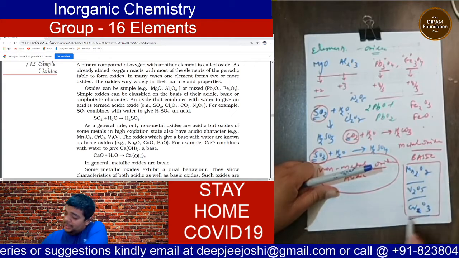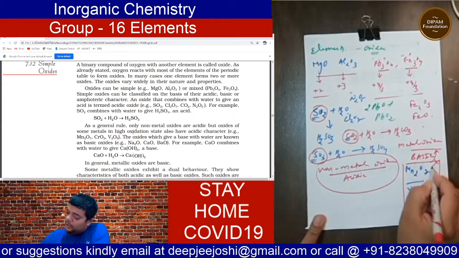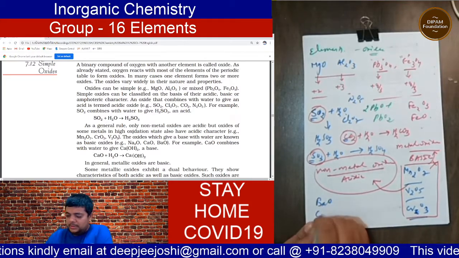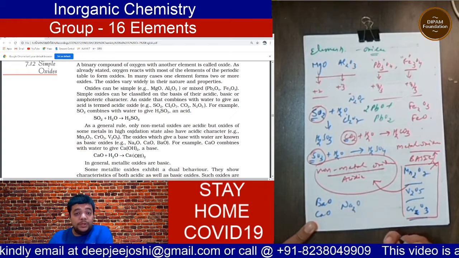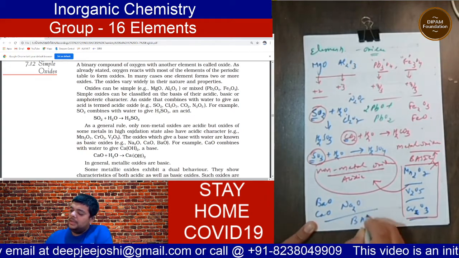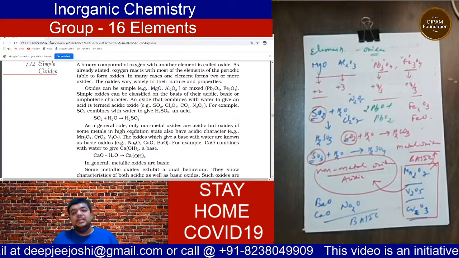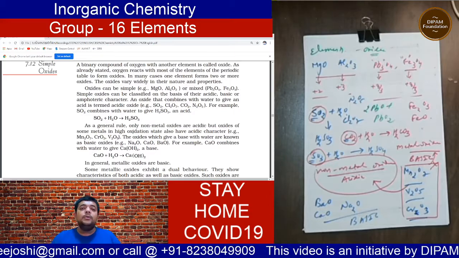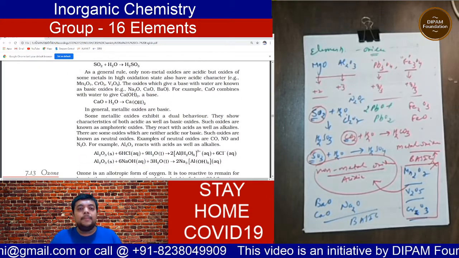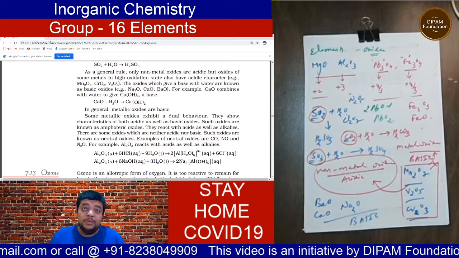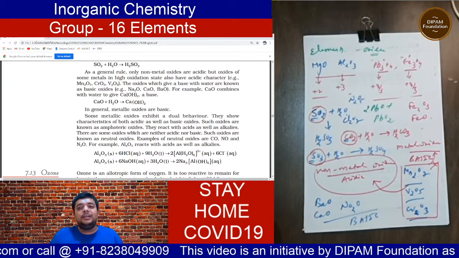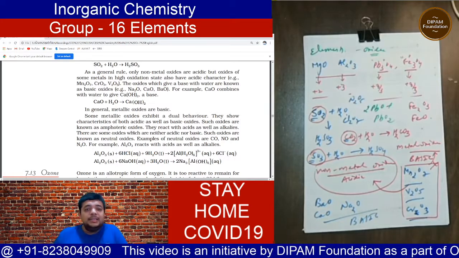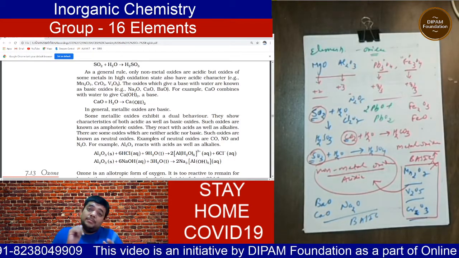Also remember one more important thing I'll tell you. Mostly metal oxides are basic and non-metal oxides are acidic. Non-metal oxides are acidic. Over here, if you check, sulfur, carbon and even nitrogen is given, Cl2O7, N2O5. All these elements are, yes, non-metals, and the oxides of non-metals are generally acidic.